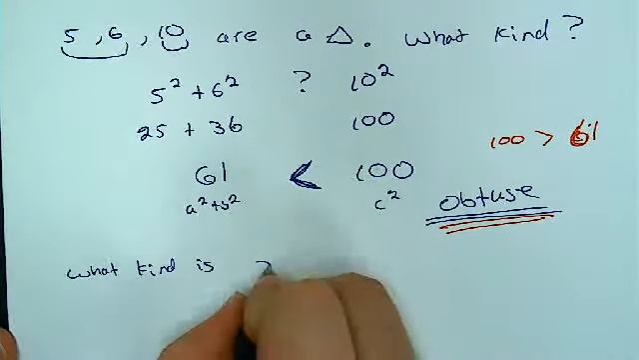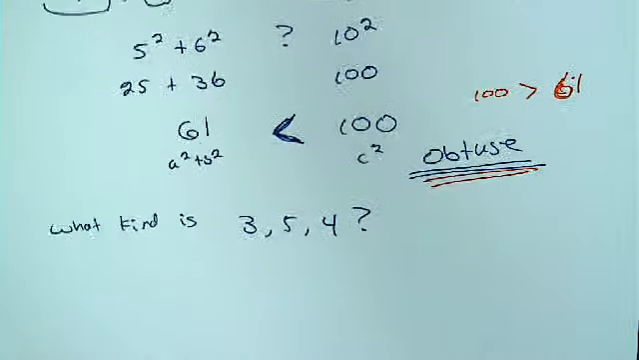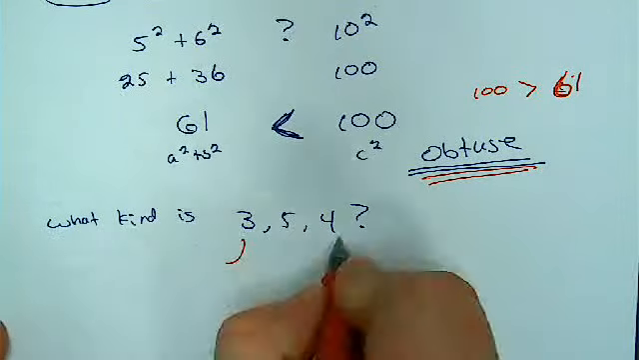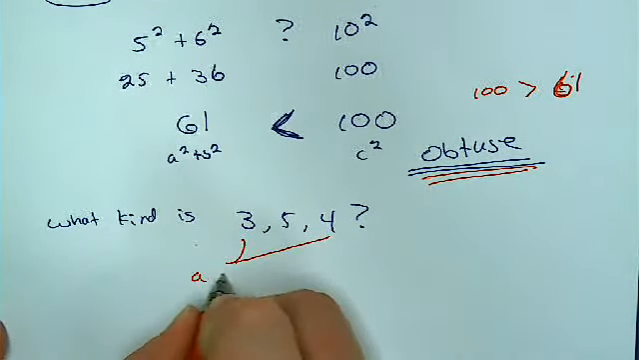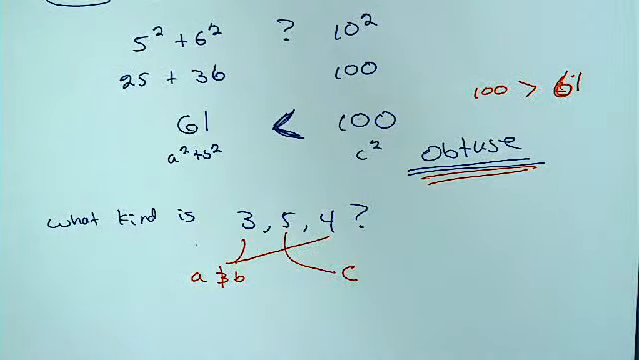Let's change it up a little bit and check what kind of triangle is 3, 5, 4. And again, I'll give you as a freebie that that is a triangle. What order are my A's and my B's in this one? Be real careful, because the numbers are out of sequence. C has to be the longest of the three sides. If you don't do that, then these rules don't work.